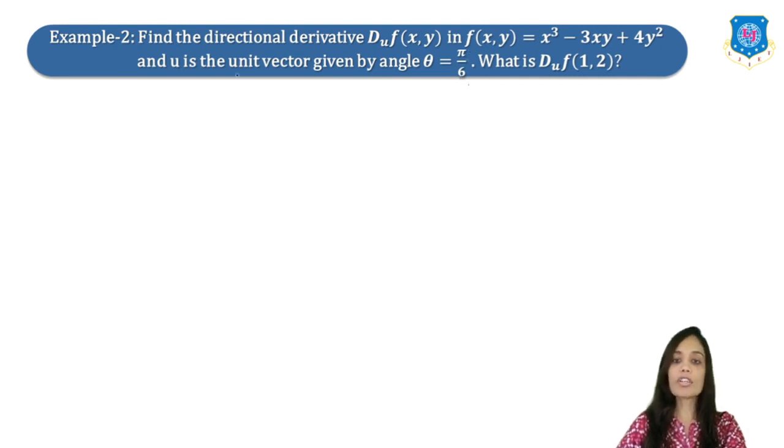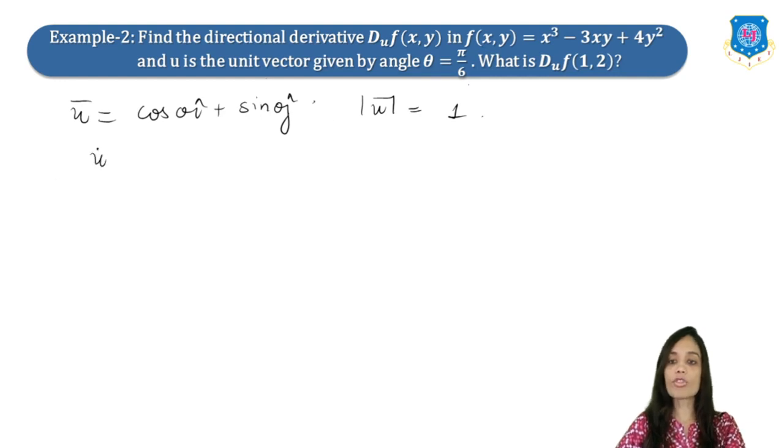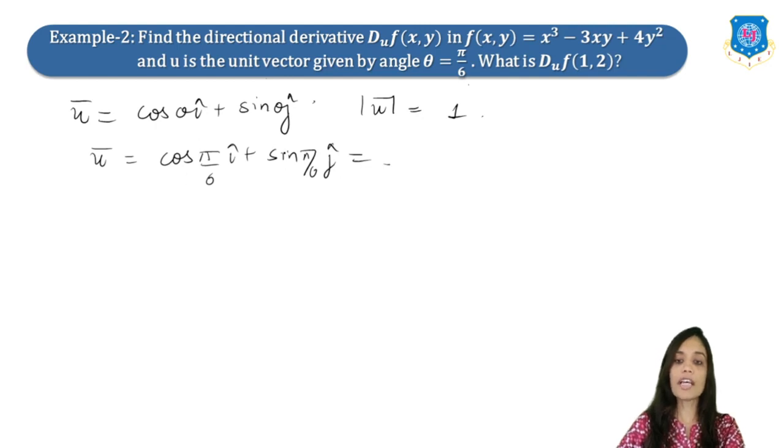So whenever you are given a unit vector, you can write your u bar as cos theta i cap plus sin theta j cap. If you take the modulus of u, or the length of u, it will be 1. You can see, right, from this. So now just put the angle theta. So u bar will be equal to cos pi by 6 i cap plus sin pi by 6 j cap. Now we know the values of cos 30 and sin 30. So our u bar will be root 3 by 2 i cap plus 1 upon 2 j cap. So we have obtained our u bar.